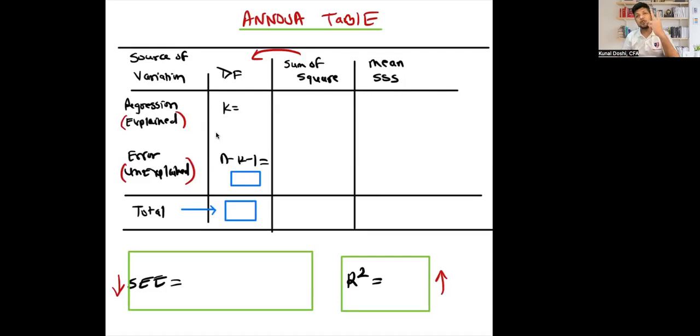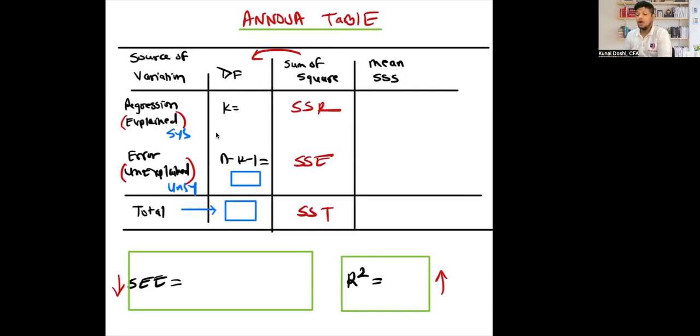First of all, there are 2 types of risk. Explained and unexplained. That is regression and error, isn't it? Can I say this is nothing but my systematic risk and this is my unsystematic risk? Together is my total risk. What is the statistical name of it? Statistically, we call it sum of square regression, sum of square error, and sum of square total. So if you add both, you'll get the total.